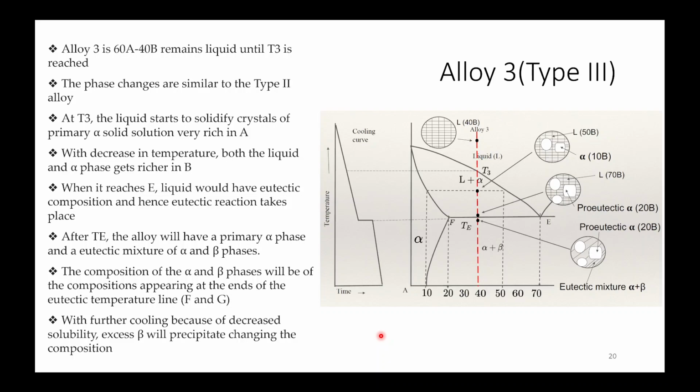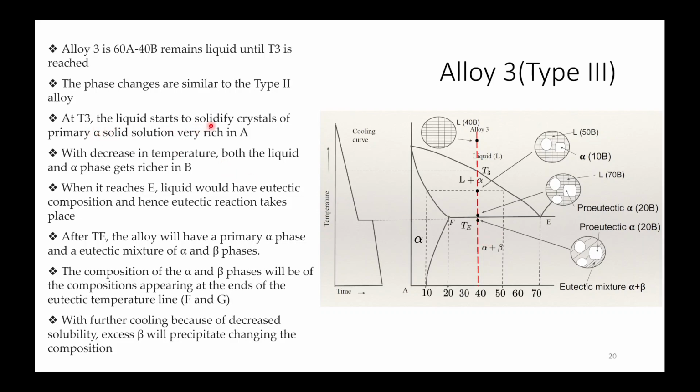Okay, after eutectic, there is alloy 3. In this case, we will get some formation of the eutectic part. In alloy 3, there will be 40 weight percent B, which remains liquid until T3. After that, the phase changes are similar to the type 2 alloy. Type 2 was again a eutectic type of alloy. At T3, the liquid starts to solidify, so there will be formation of alpha. Up to this eutectic line, alpha will keep on forming. After this, the remaining liquid transforms into eutectic mixture.